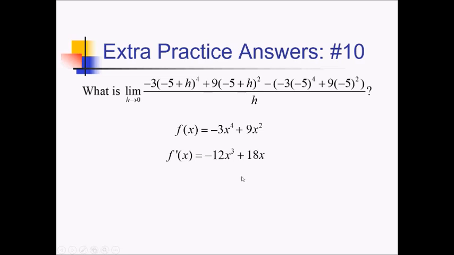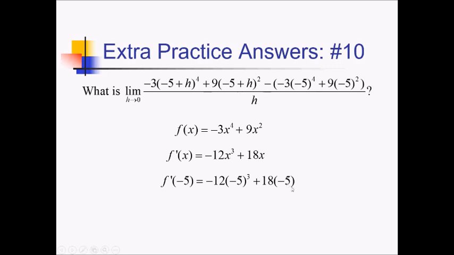But now we actually have to plug in a number, because you'll notice this is not x plus h, this is negative 5 plus h. Negative 5 plus h, negative 5, negative 5. There's no x's at all. So clearly then negative 5 has been substituted for x up here, which means we need to substitute negative 5 for x in this derivative down here. So we've got negative 12 times negative 5 to the 3rd plus 18 times negative 5.